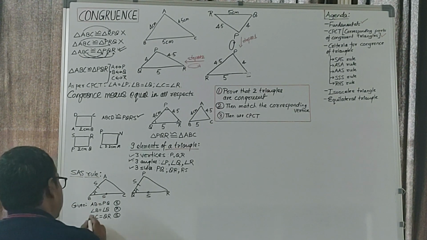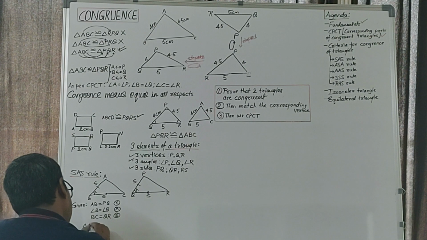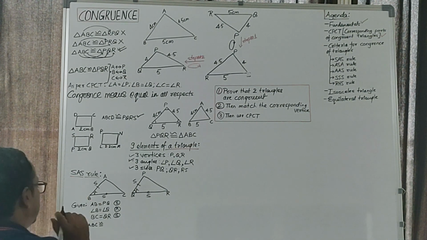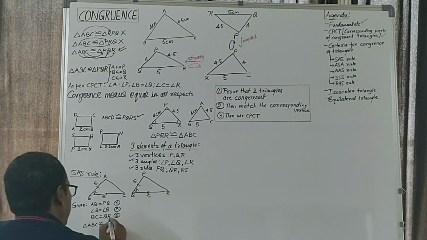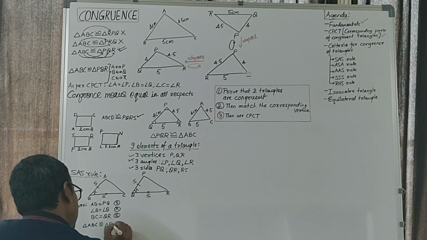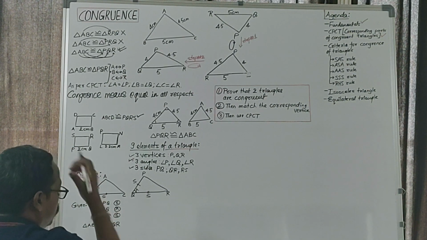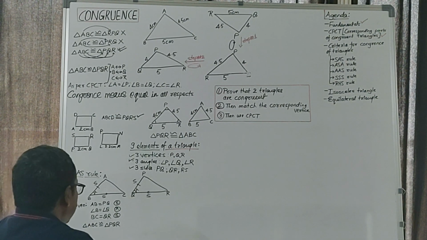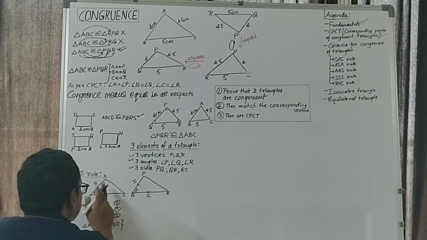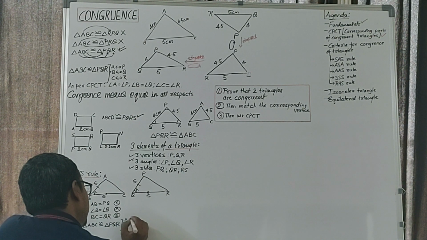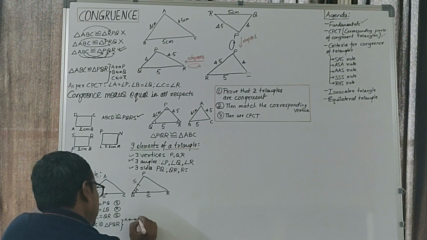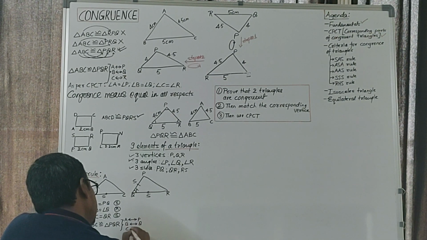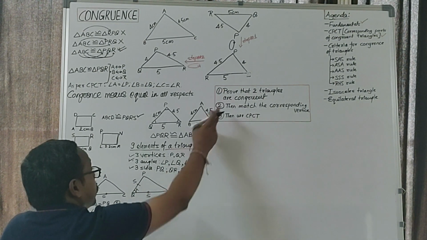So as per this rule, you can say that triangle ABC is congruent to triangle PQR. Pause the video, think about what we said, right? So after writing this, have you proved that the two triangles are congruent? After that we match the corresponding vertices. A is matching with P, B is matching with Q, and the corresponding vertex of C is R. So we are done with that.